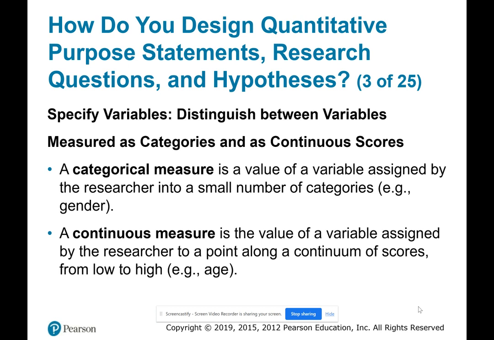A continuous measure is a variable measured by the researcher on a point along a continuum of scores, from low to high scores. This is also known as an interval, a rating, or a scaled score. For example, age, from 25 years old to 65 years old, or height, from 5 feet to 6 feet tall. It can also depict how much individuals agree or disagree with an idea or how they rate the importance of a given issue.